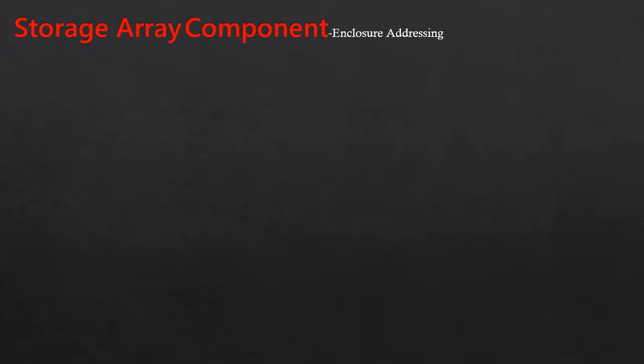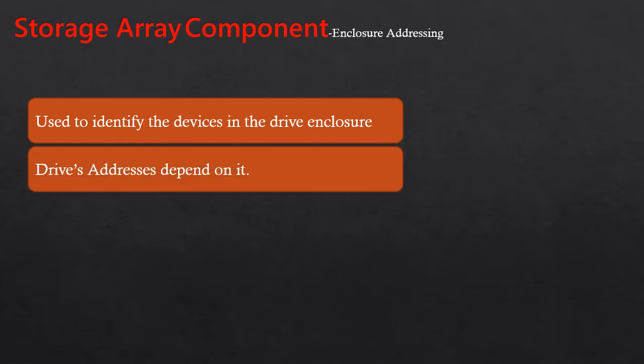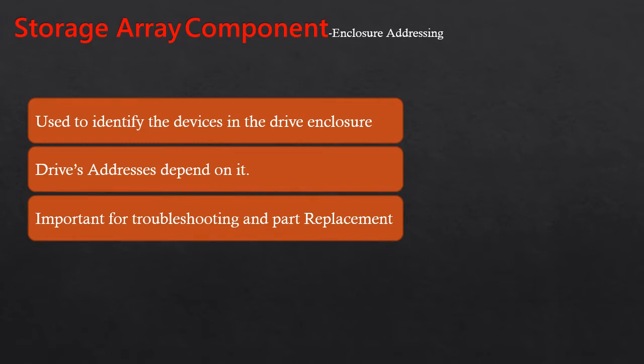Now we will talk about the enclosure addressing scheme and SCSI enclosure service that is implemented in the drive enclosure. The enclosure addressing scheme is used to identify the devices in the drive enclosure by assigning each and every device a unique address. Each hard disk drive is assigned an address based on its location in the drive enclosure. The enclosure addressing is important for troubleshooting and parts replacements.